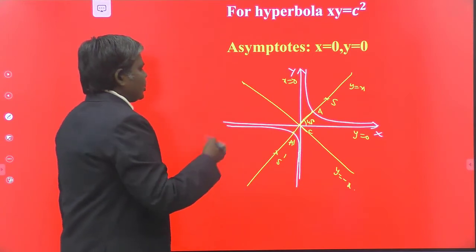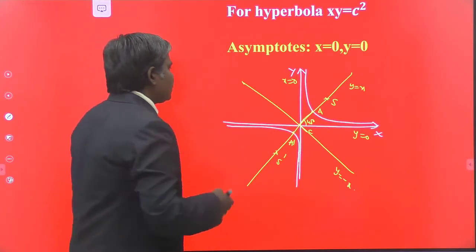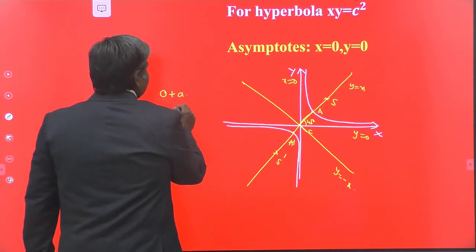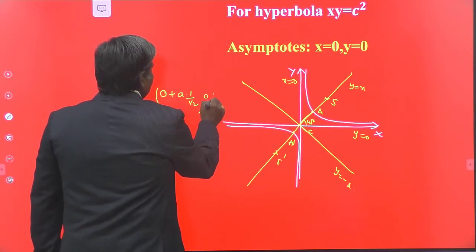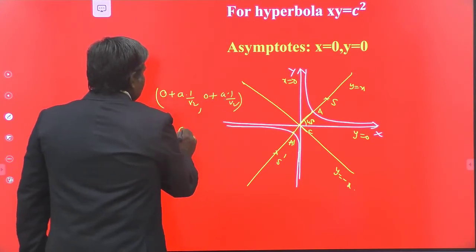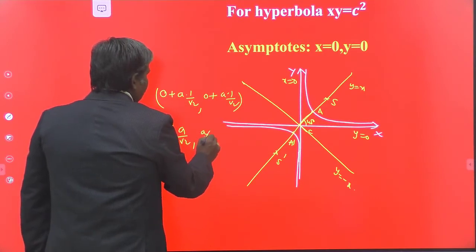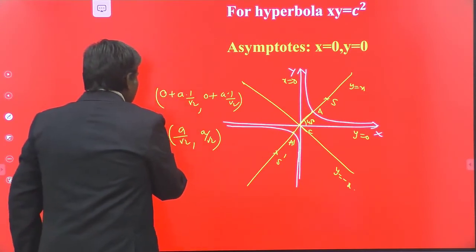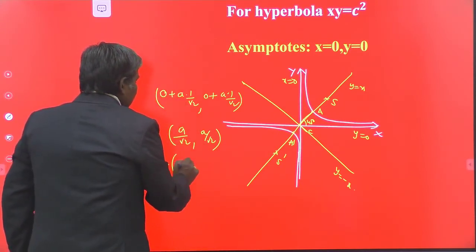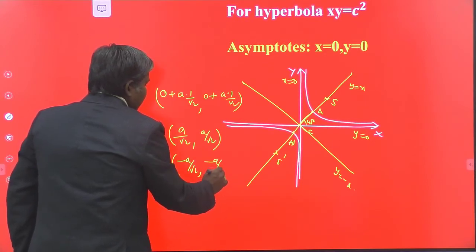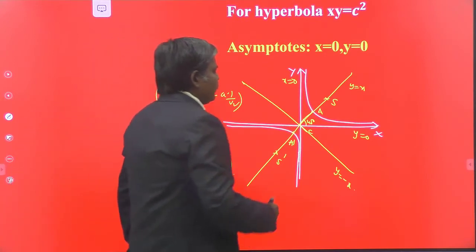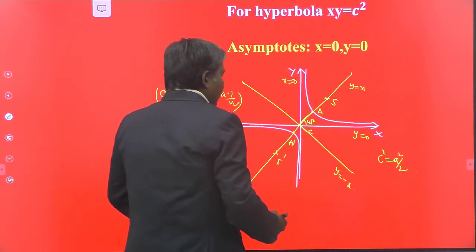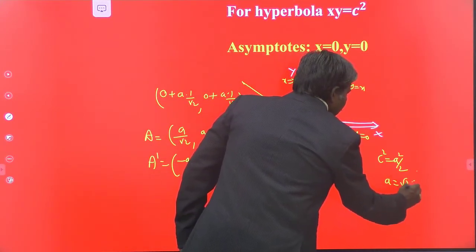Now, x = x1 + r cos θ, y = y1 + r sin θ. That is 0 + a cos 45° = a/√2, and 0 + a sin 45° = a/√2. That is (a/√2, a/√2). This is the coordinates of A. Similarly, A dash is (−a/√2, −a/√2). What is the relation between c and a? c² = a²/2. So what about my a value? a = √2c.